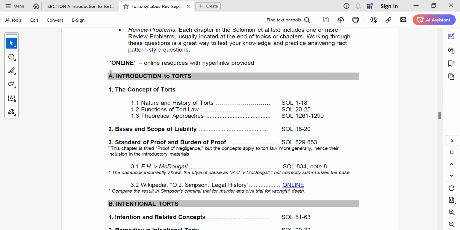the syllabus part 1, chapter 1, or here we can say section A, is important to know the background or the foundation of that particular concept. So we will not ignore it, we will understand it. The nature, history, function, theoretical approaches, these are important.